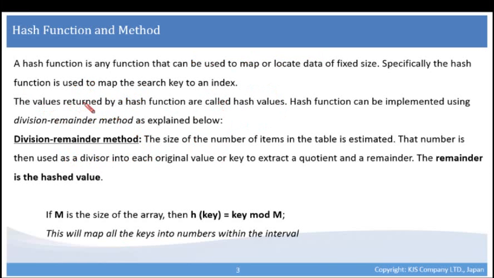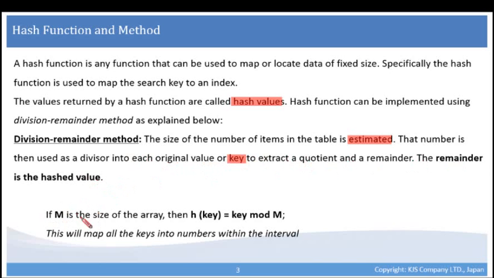So let's go back and see if we can use this analogy to understand the hash function a bit further. So here the values returned by a hash function are called hash values or indexes, as we said on the previous slide. Hash functions can be implemented using the division remainder method, which is explained below. So in this method, the size of the number of items in the table is estimated. So we just estimate how long our table is. That number is then used as a divisor into each original value or key to extract the quotient and a remainder. The remainder is then the hashed value or the index.